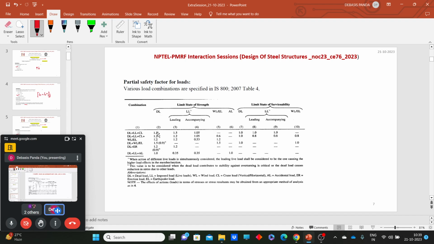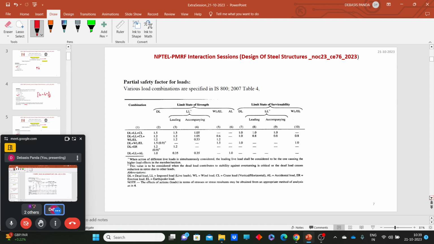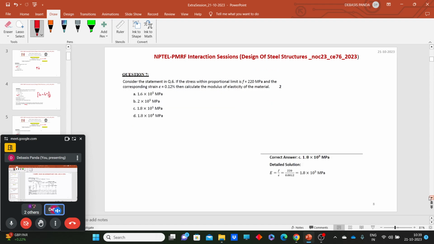So in this table, two or three things like dead load, live load, and crane load combination, dead load, live load combination, and dead load, wind load or erection load combination. These things you should keep in mind. Maybe a 1 mark question may come from there. So what was the question here? What is the appropriate load combination for dead load, live load, and accidental load? So obviously it is 1.35 and 1. And if dead load and live load, there should be a different kind of combination. So here you can see dead load, live load, and accidental load combination 1.35 and 1. So that thing you should keep in mind during the examinations.